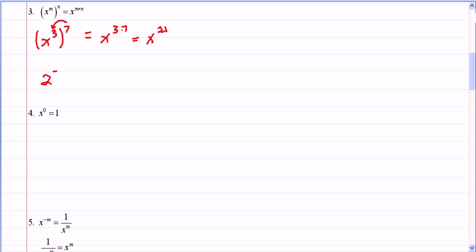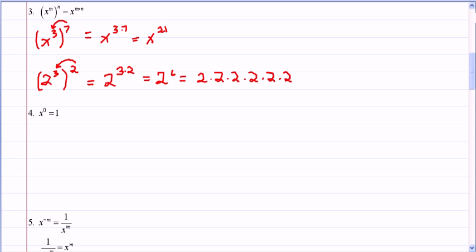If you had 2 to the third, and then a square on the outside, the 2 gets multiplied by the power, not by the base, and so you have 2 to the 3 times 2, which is 2 to the 6th, and 2 to the 6th can be evaluated. So that you have 16 times 4 is 64.